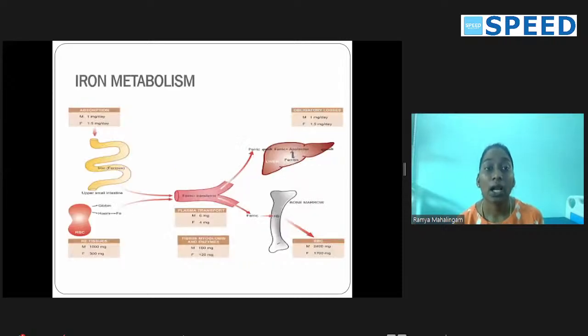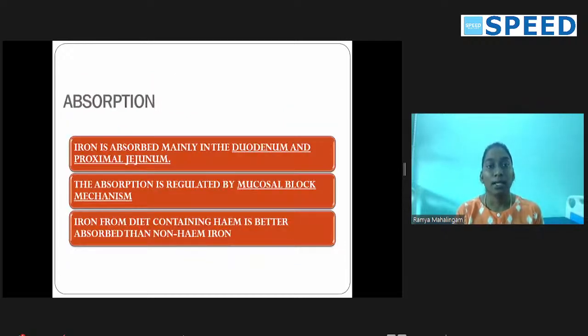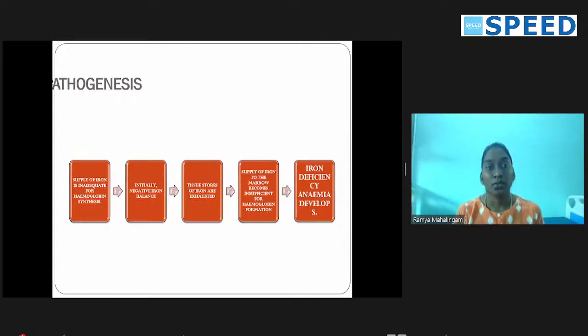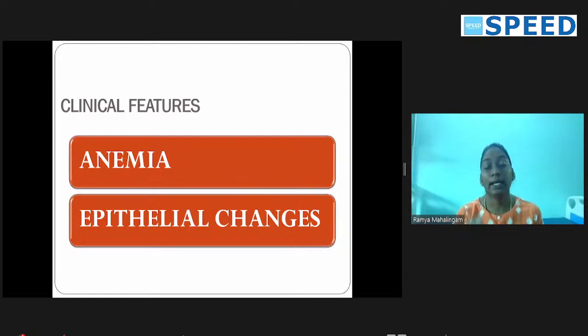Whenever there is a reduced amount of iron intake, we come across iron deficiency anemia, and whenever there is proper intake, but the absorption is abnormal, then also we experience iron deficiency anemia. Then absorption is usually happening in the duodenum and the proximal jejunum. So pathogenesis. Whenever you experience anemia, the available ferritin, the storage form of iron, is also exhausted. So the patient will result in iron deficiency.